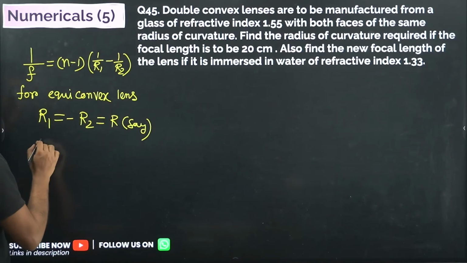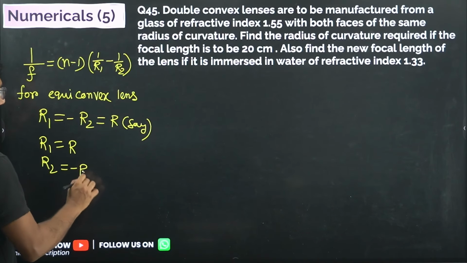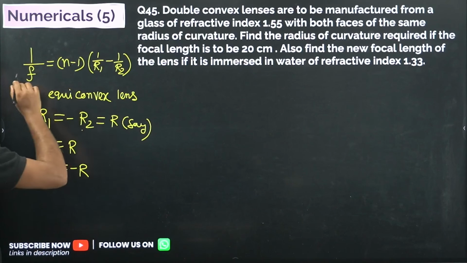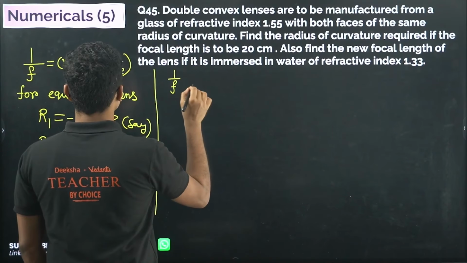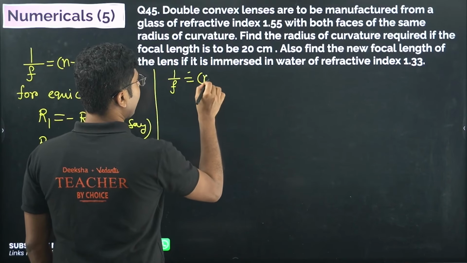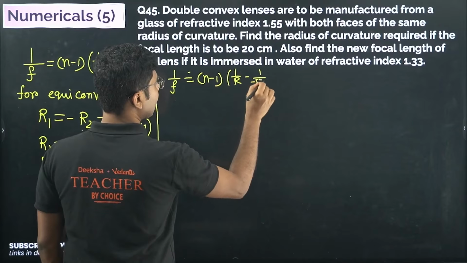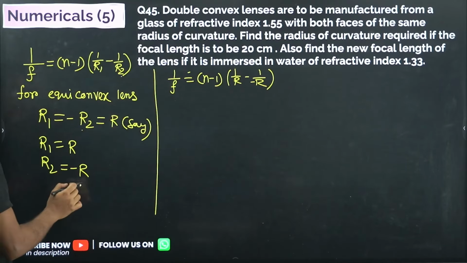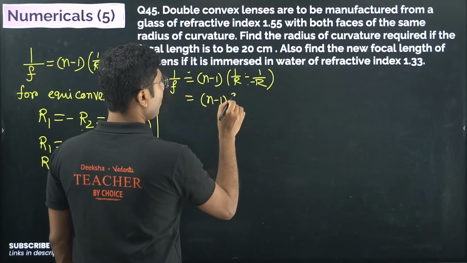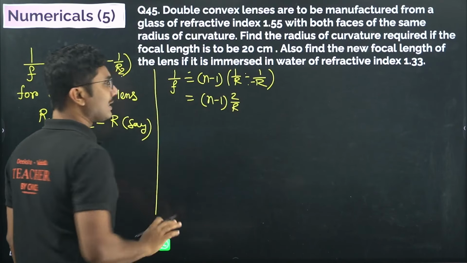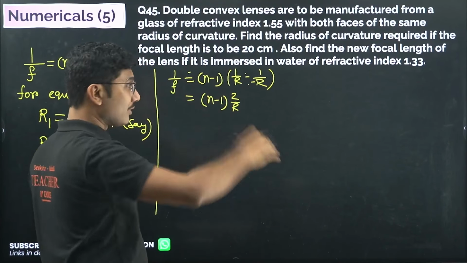So r1 is equal to r and r2 equals minus r, right? Just put that value. So what will you get? Lens maker's equation becomes 1 upon f equals (n minus 1) times (1 by r minus (minus 1 by r)). This minus becomes plus, so you get (n minus 1) times 2 by r. If you remember this equation, very good. If you are not, you have to derive this equation in this particular case as well.